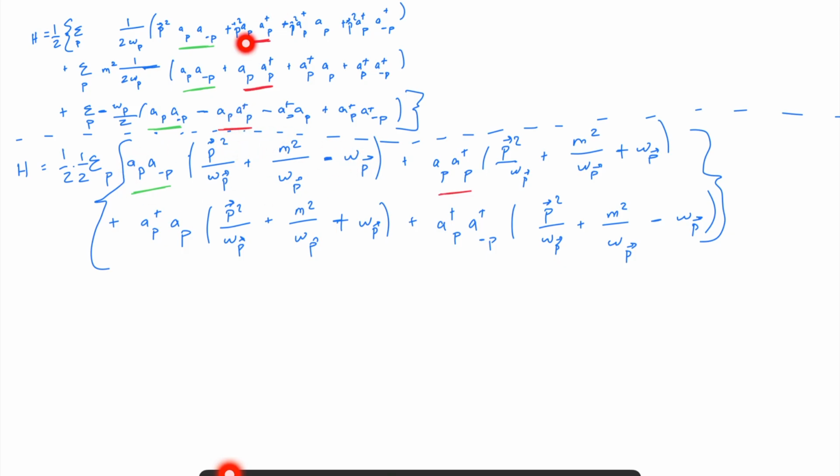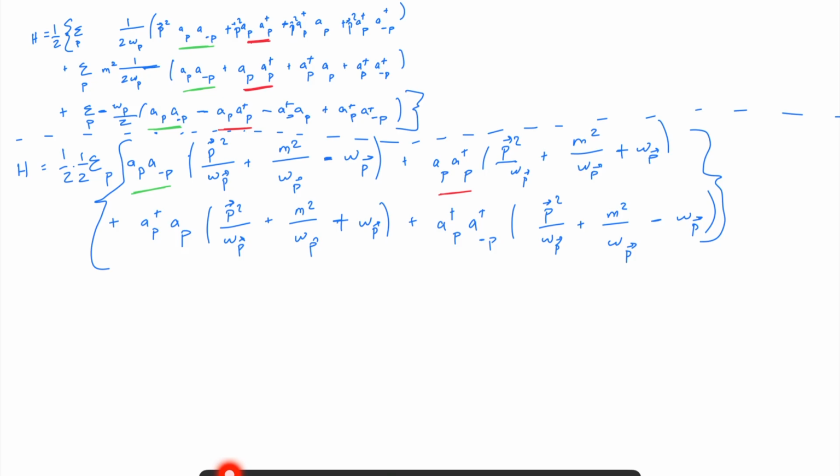All three of these are A_p A†_{-p}, here, here, and here. So I'm going to pull that out, factor it out from all three of these, and then just look at the other terms. This part over here is p squared over omega_p. This one here is just m squared over omega_p. And then this one here is negative and negative. So this is a minus sign that technically can be distributed out to each of these. Negative and negative is just plus omega_p. And that 2, remember, just gets pulled out over here. So that accounts for this over here. That's what I get so far.